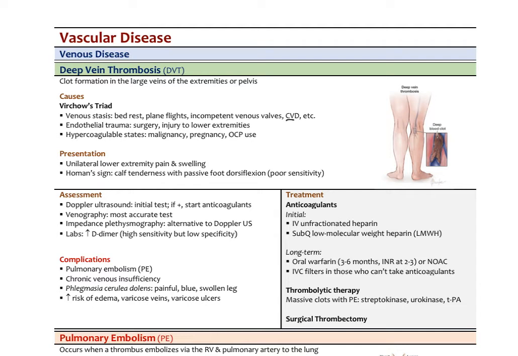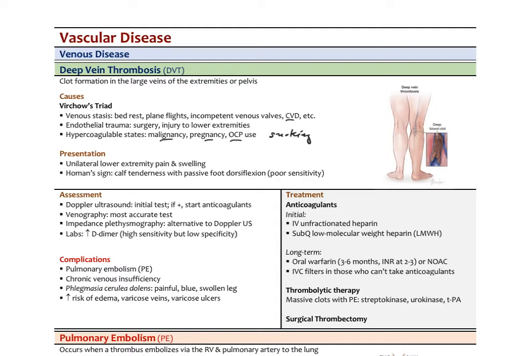Endothelial trauma, so maybe surgery, injury to lower extremities, and then having a hypercoagulable state like in malignancy, pregnancy, oral contraceptive use. I should put smoking on here as well. These would all be classic risk factors that would predispose one towards increased thrombus formation, especially in this case in the veins. It's going to present with unilateral leg extremity pain and swelling.